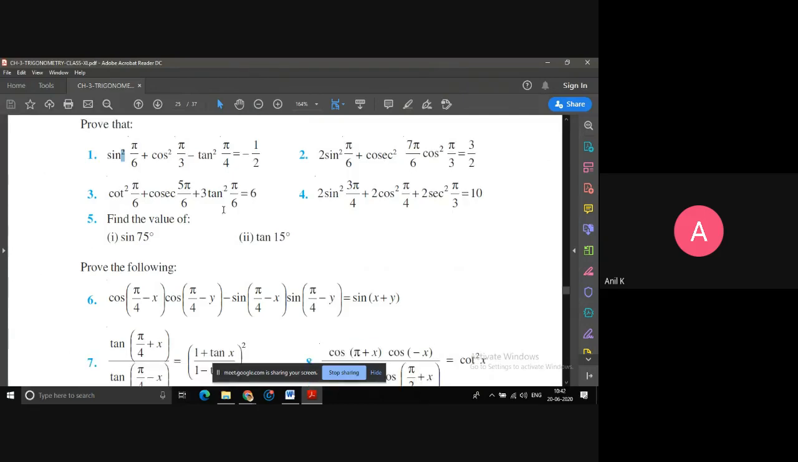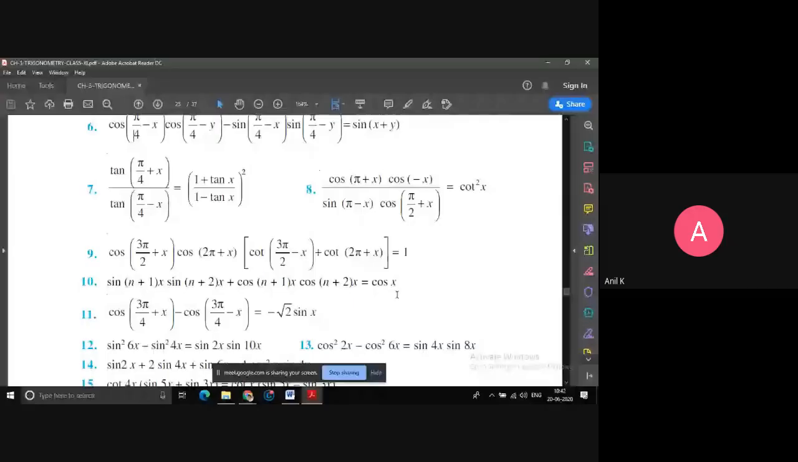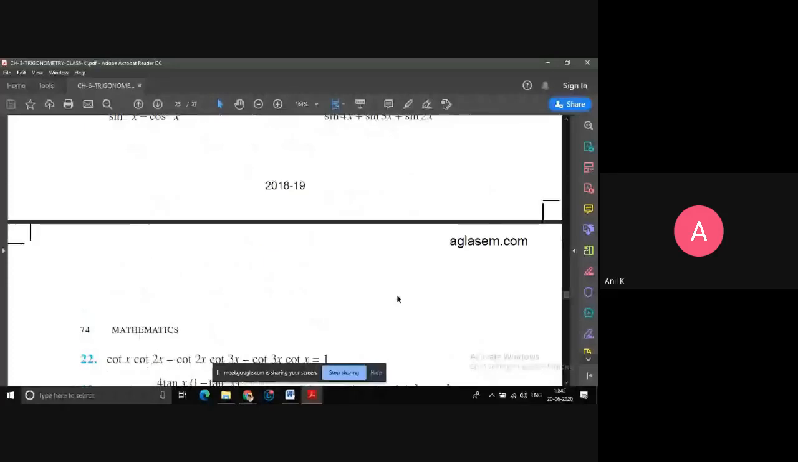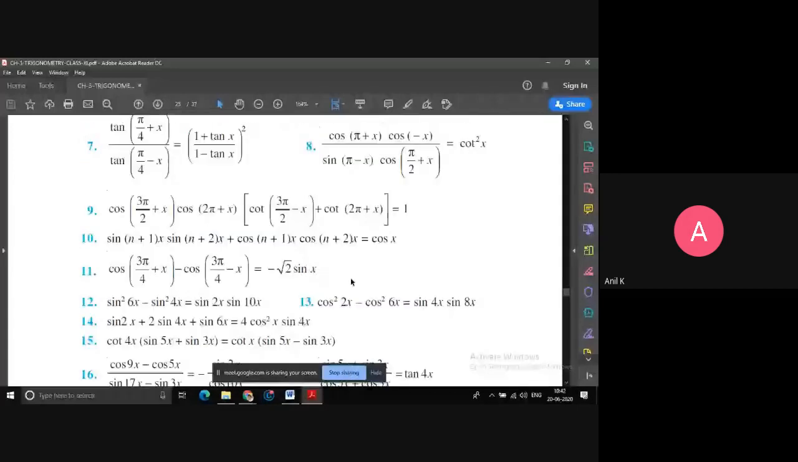Now if I come to here, this is cos C cos D minus sin C sin D, which is the formula of cos x minus cos y. Just try to solve. I think I'm going out of time. As many questions as you can, try to solve them. Otherwise, we'll discuss in the next class. This exercise especially, next class we'll solve it.